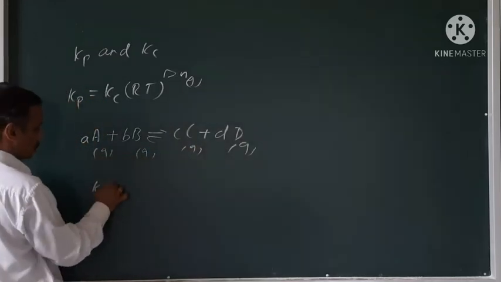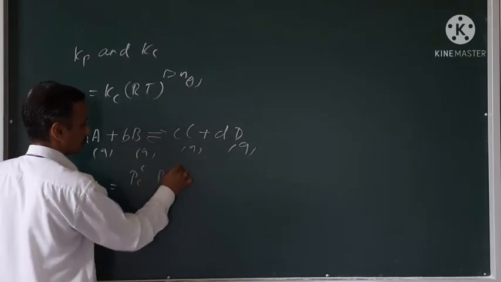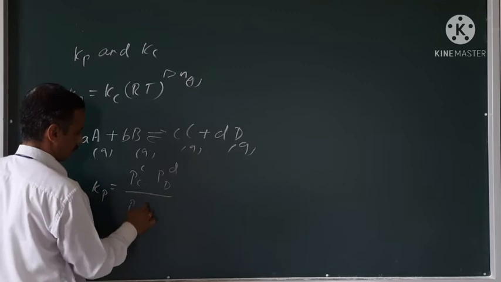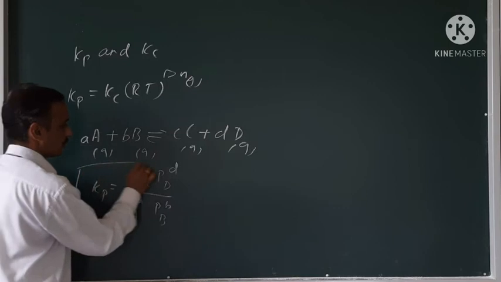So Kp is equal to Pc to the power c into Pd to the power d, divided by Pa to the power a into Pb to the power b. This was the equation.